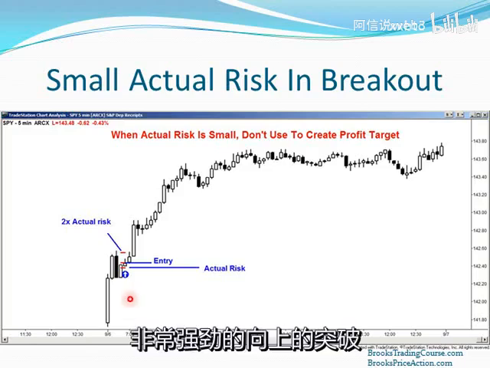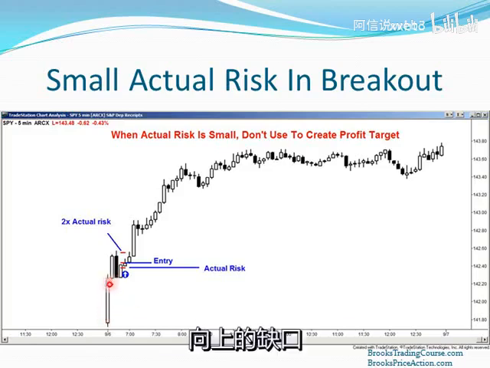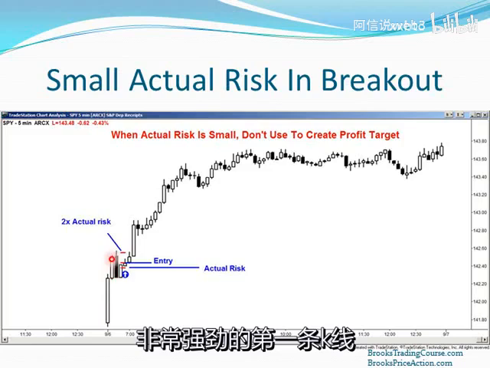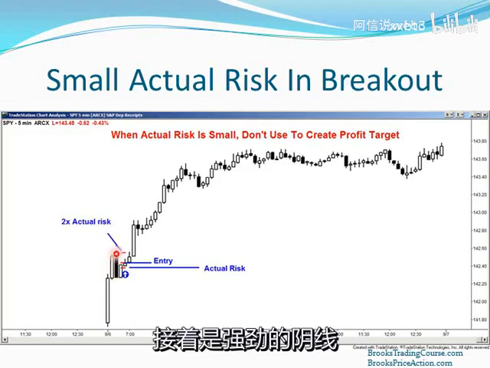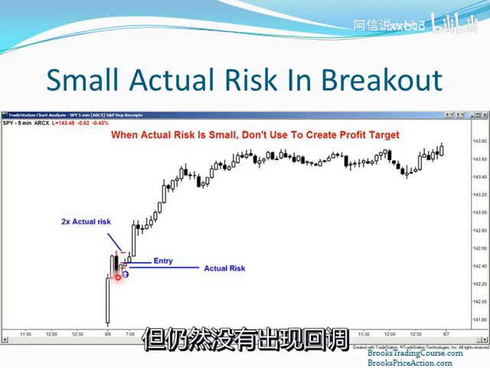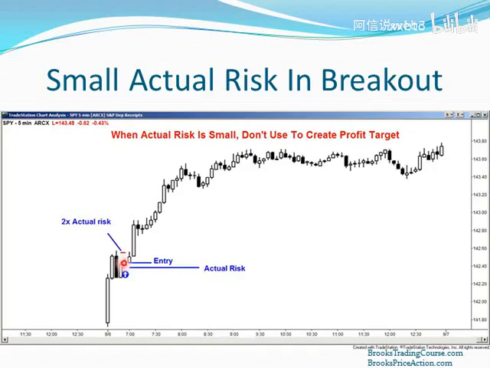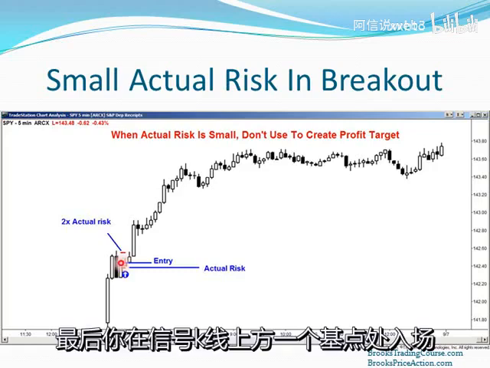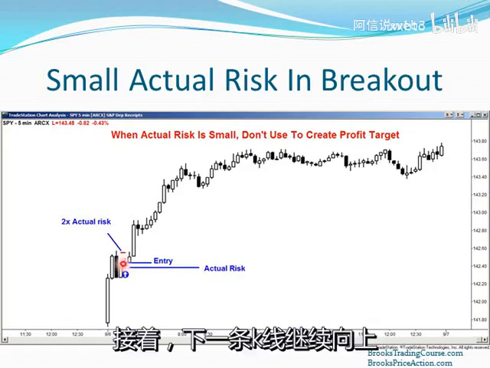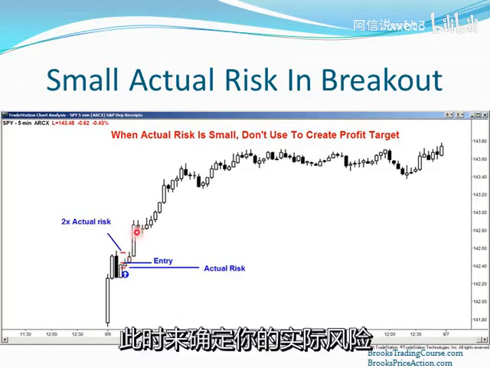Here's an example. A very strong bull breakout, a gap up, very strong first bar of the day, very strong second bar of the day, strong bear bar, but we couldn't even trigger a pullback. So we have a strong bull inside bar closing on its high tick. You get filled on this bar 1 tick above the high of the signal bar, and then the next bar of the market went up.